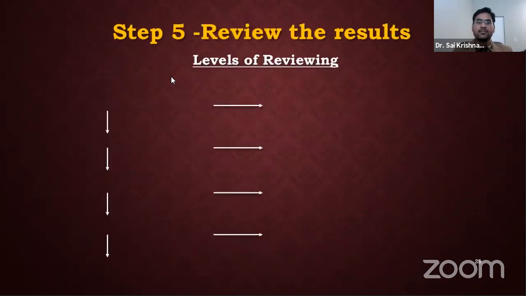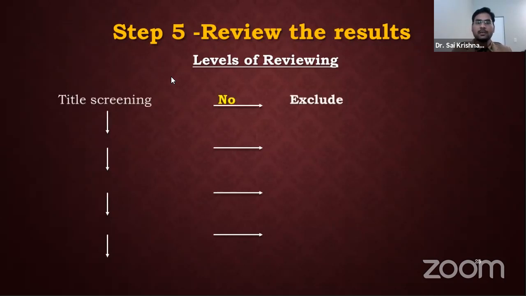So let's move on to the fifth step. Okay, you have carried out a search, and suppose you have ended up with 100 studies from all over the databases. So now it's time to review those studies. You cannot just simply include all those 100 studies in your systematic review, but you have to review those studies. So let us have a look at the level of reviewing.